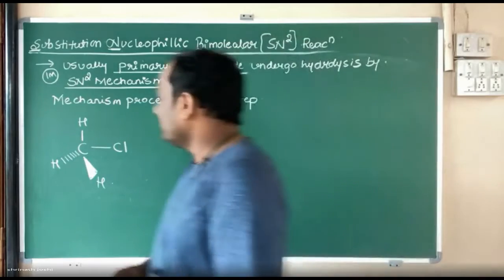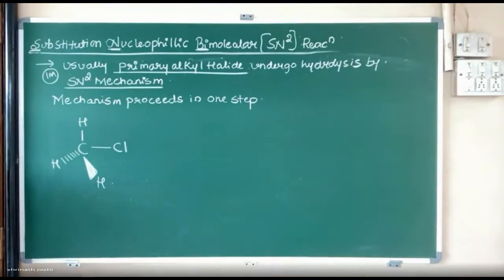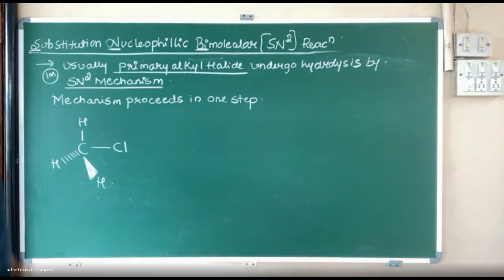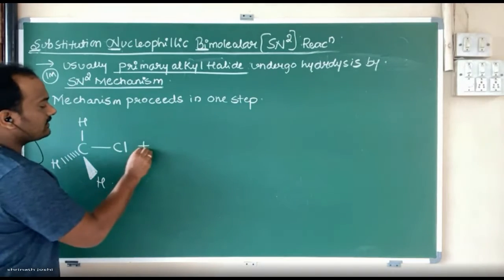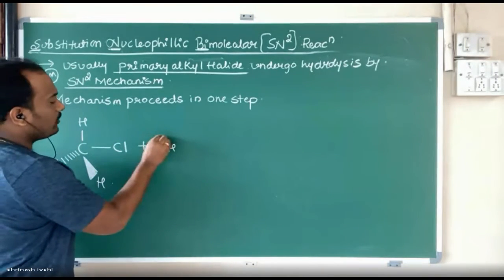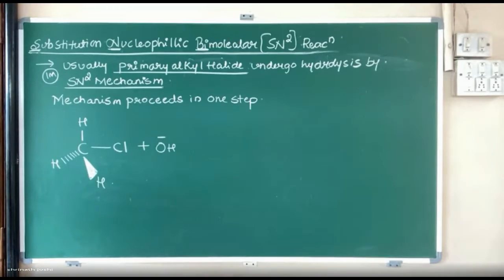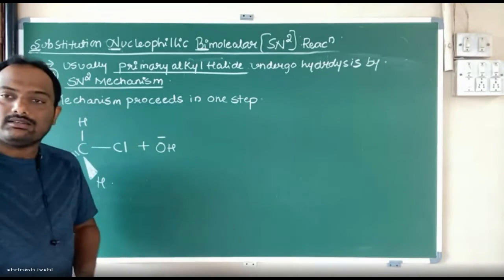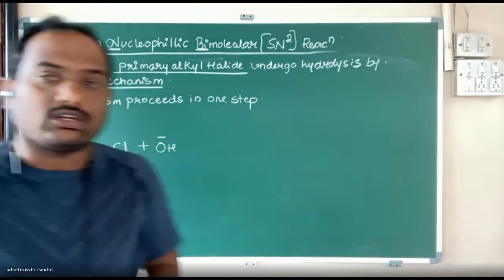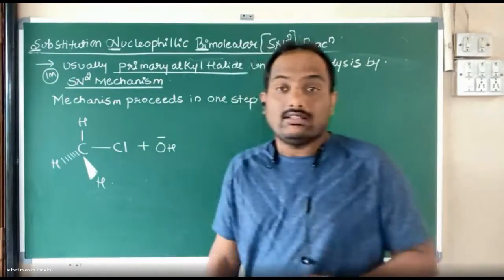Now what will happen? Which nucleophile do I have to take? From KOH, what is the nucleophile? OH minus. Then can I take OH minus here? Yeah. In SN1, what was happening? There were two steps. Carefully look here. In SN1, there were two steps.